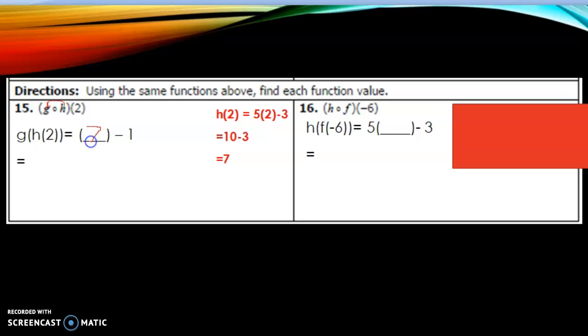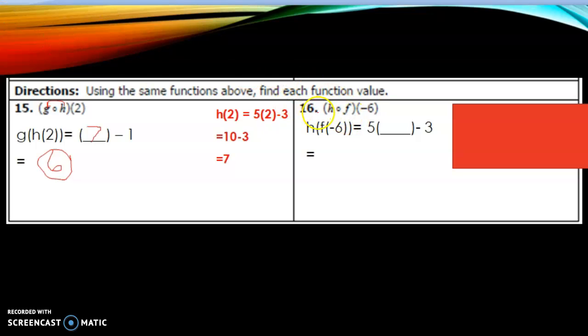We're going to have a number each time. I'm plugging in 7. 7 minus 1. Hey, that's 6. Final answer. g of h of 2 is 6. So these ones are really nice. Kind of like before, when we're plugging in a number, we get to plug it into the inside one. So I'm going to plug it into the second one, and then that answer is going to plug into the first function. So we'll try it again on 16.